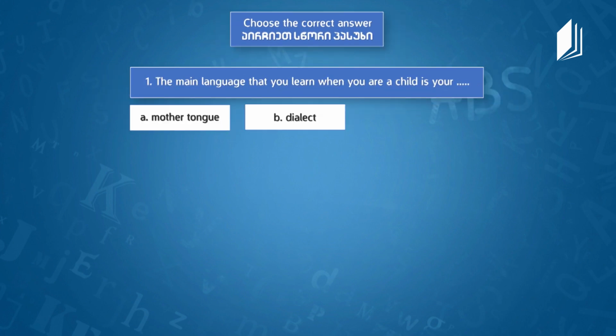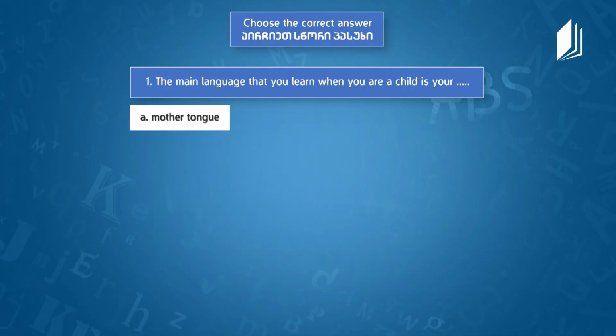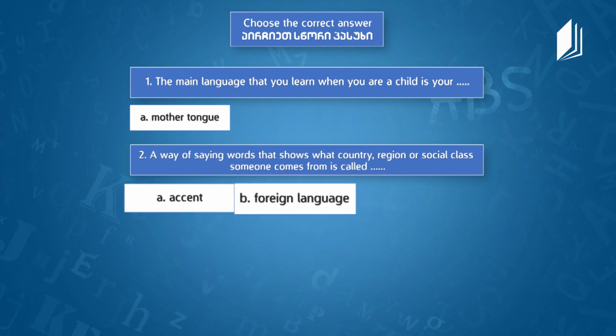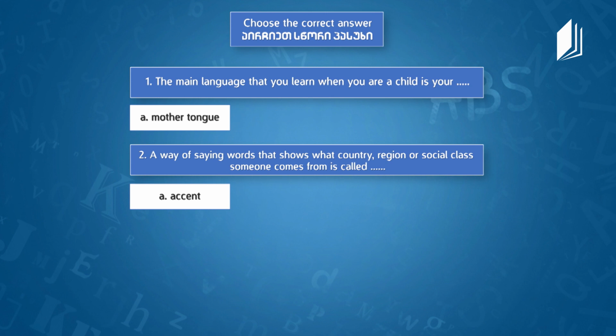So number 1, Sophie, the main language that you learn when you are a child is your, what do you think it is? I think we already discussed this one when we said that my main language is Georgian and yours was English. So I think that the answer here would be mother tongue, not a dialect. You're totally right. Great job. And number 2, a way of saying words that shows what country, region, or social class someone comes from is called? I think it's the way we speak, the way we pronounce certain words, or the words that we use. It's probably the accent. Yeah, it's definitely the accent.